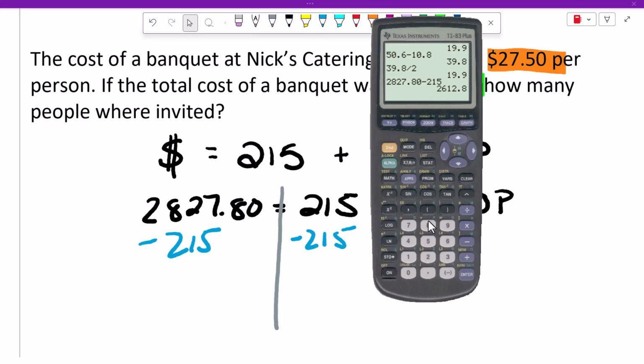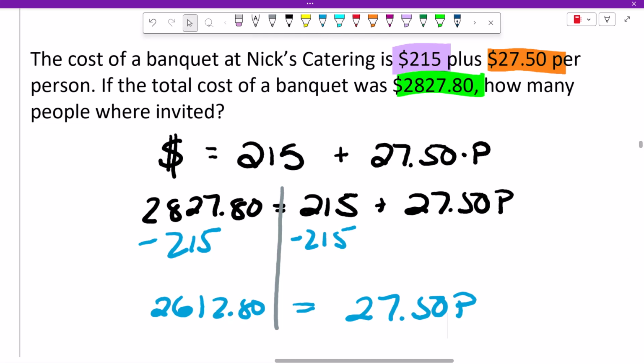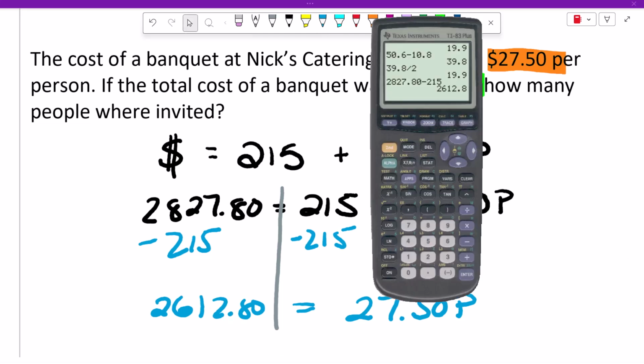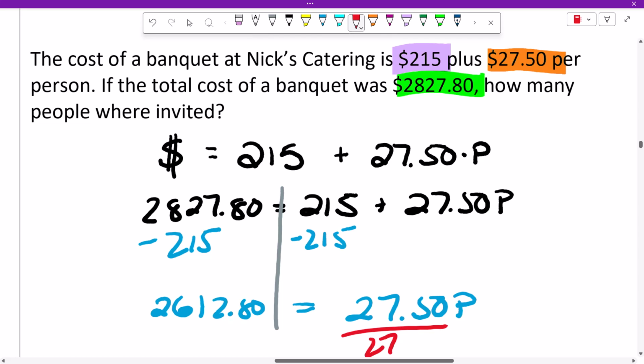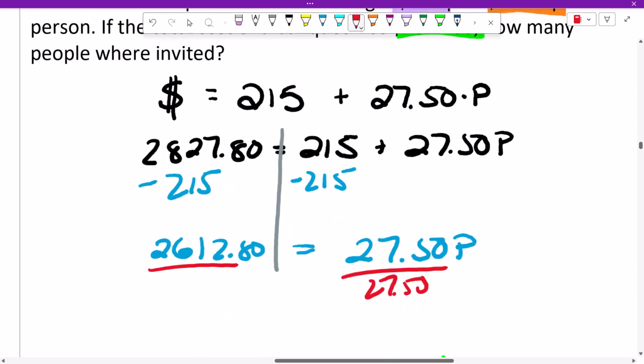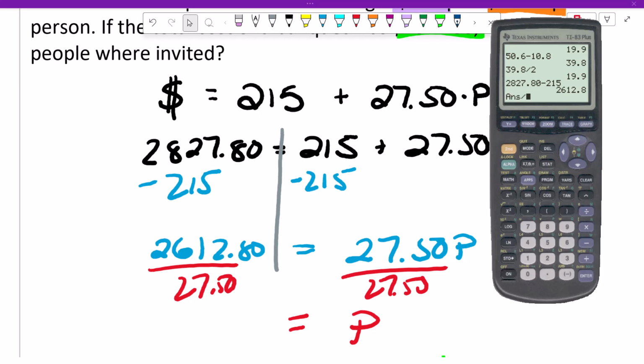We get $2,585. Then we divide that by 27.50. They divide it by 27.50. We just want to figure out the people. 27.50 gone from here, and 27.50 gone from here. We just have P. And we write a sentence of how many people we can have. So I take that divided by 27.50, and we can invite 95.01.